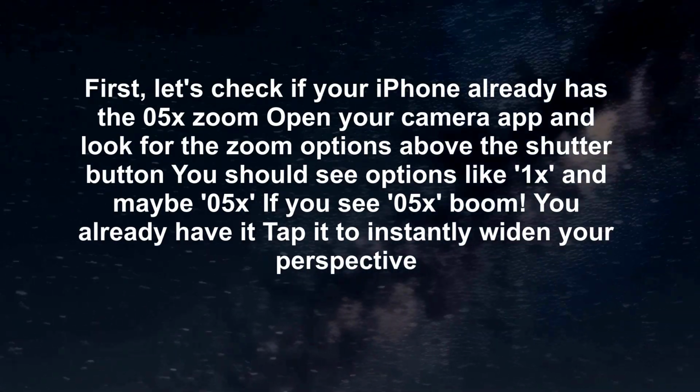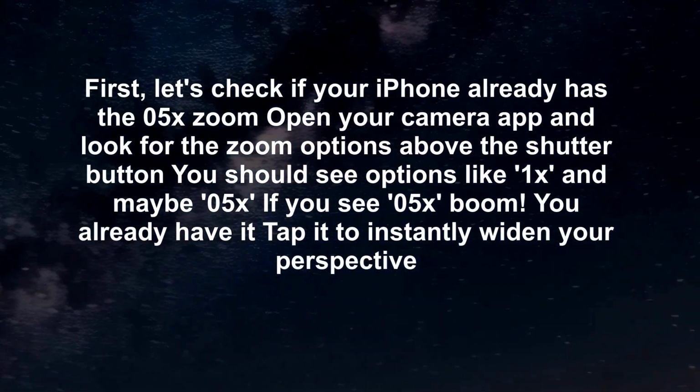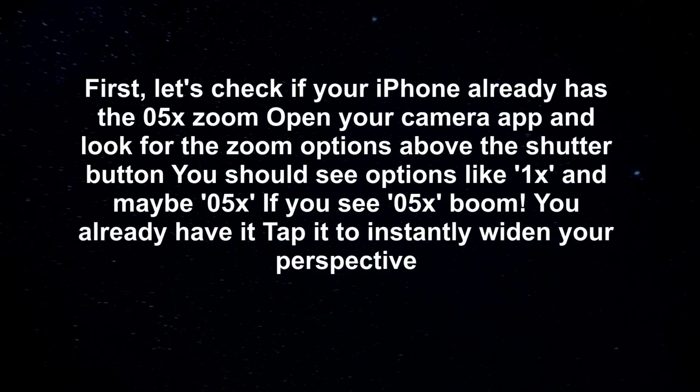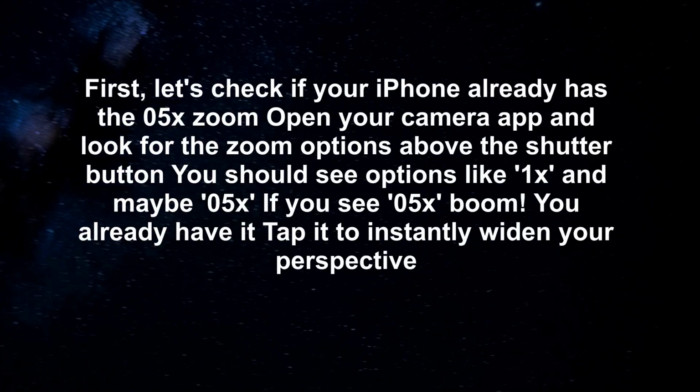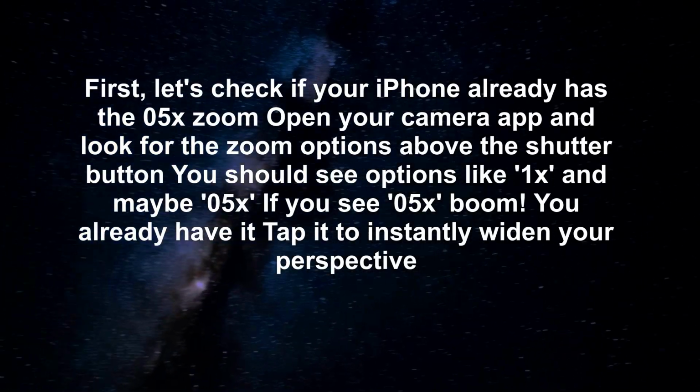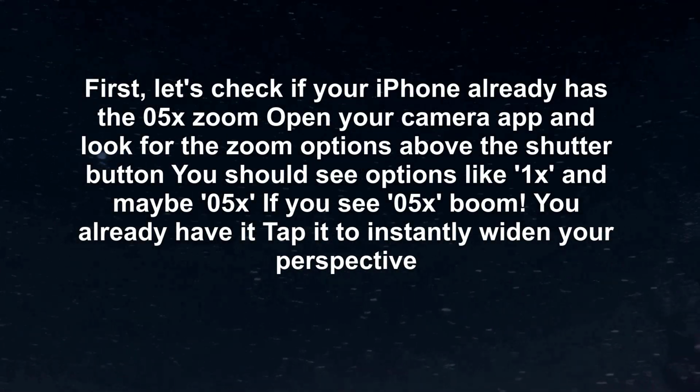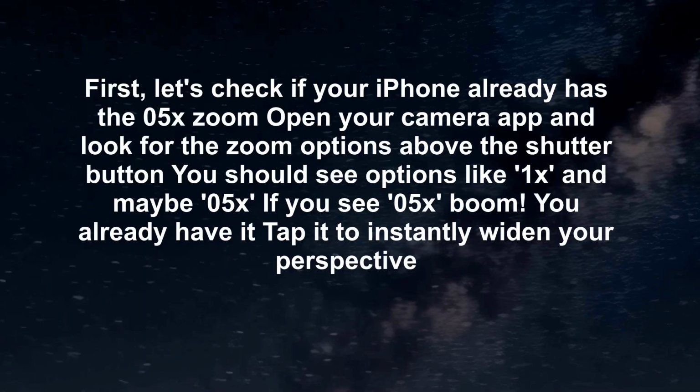First, let's check if your iPhone already has the 0.5X zoom. Open your camera app and look for the zoom options. Above the shutter button, you should see options like 1X and maybe 0.5X. If you see 0.5X, boom. You already have it. Tap it to instantly widen your perspective.